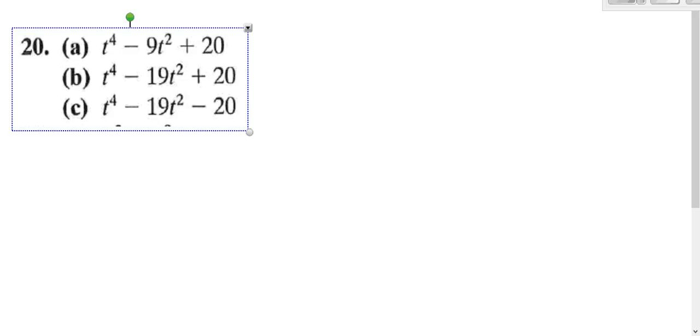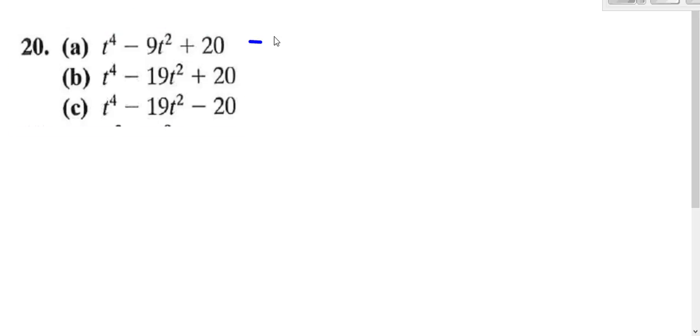More of the same type of factoring. Numbers that multiply to be 20 and add to be negative 9. Since it's a t to the fourth and a t squared, they each get t squared. And the numbers that multiply to be 20 and add to be negative 9, that's 5 times 4. That'd be a negative 5 and a negative 4.